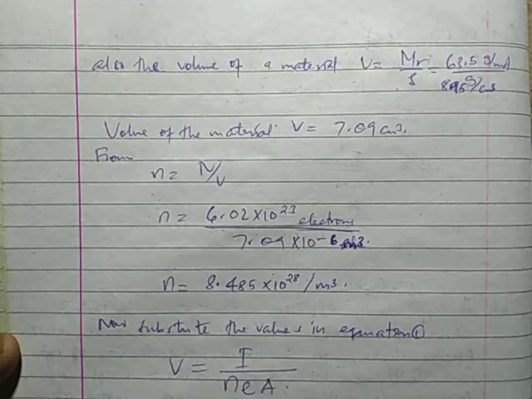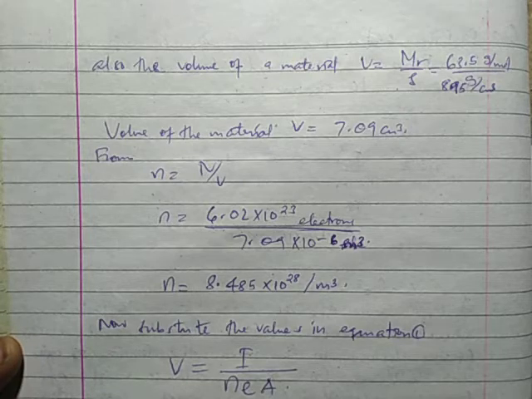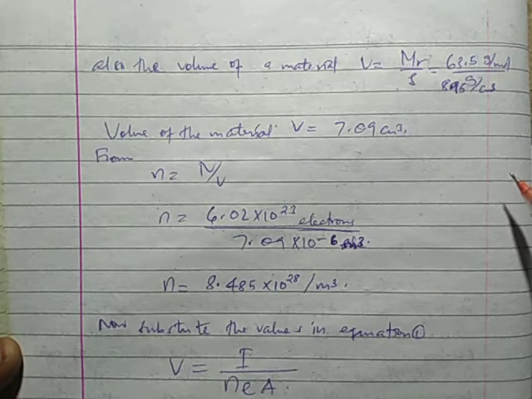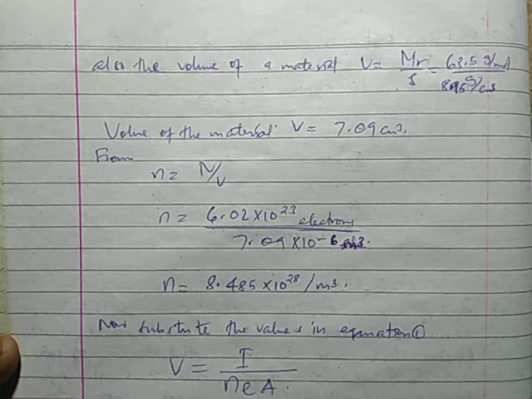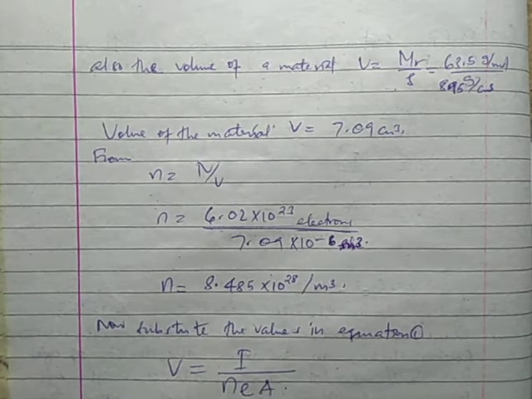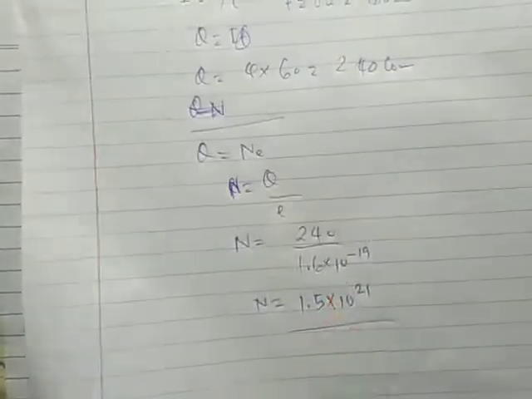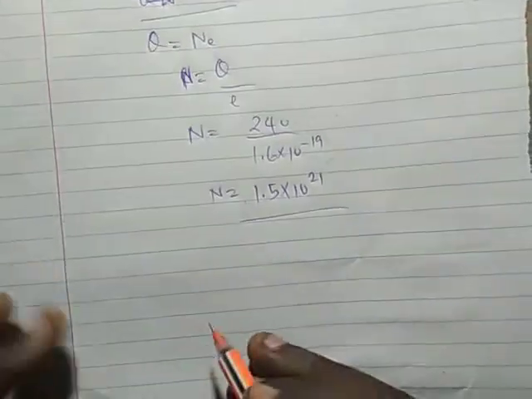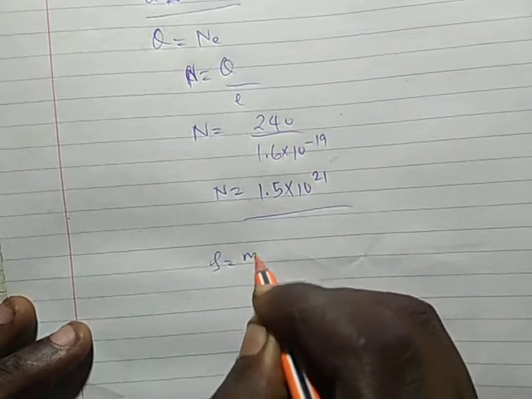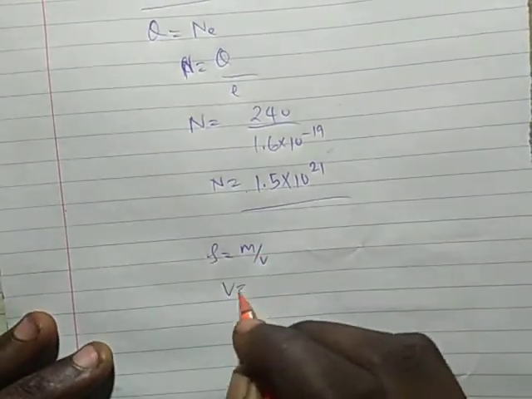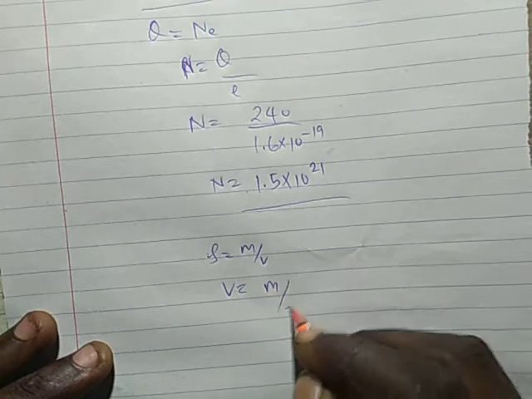So from there tunataka kupata nini? Volume of the material. Maana hapa yeye anachukulia kama we have 1 mole of the material. We have 1 mole of copper material. So volume of the material, as we know kwamba density, we know density is equal to mass divided by volume. As a volume itakuwa sawa na mass divided by density.